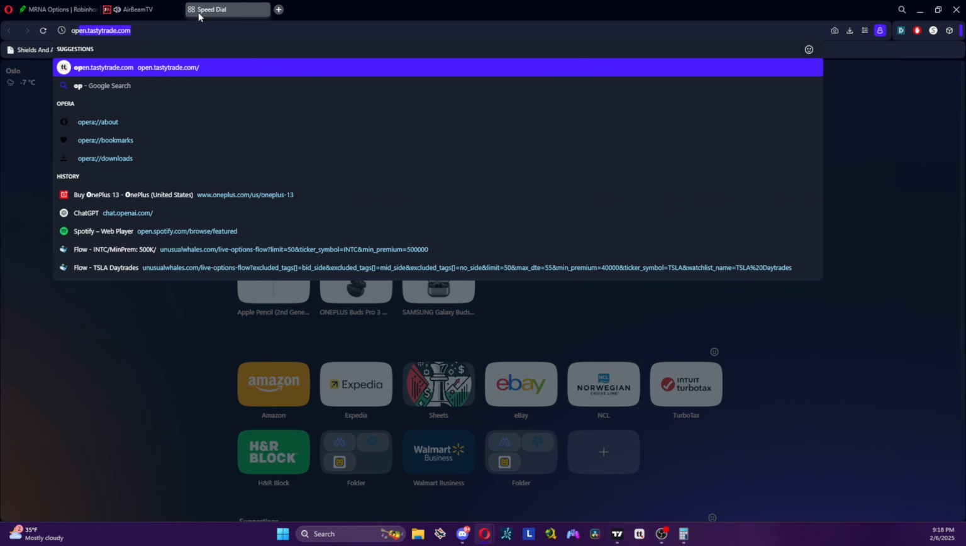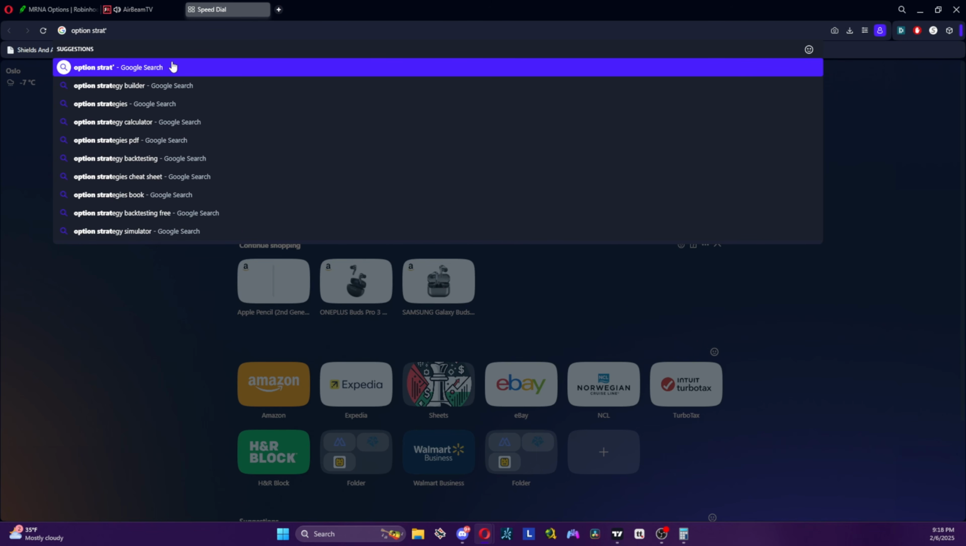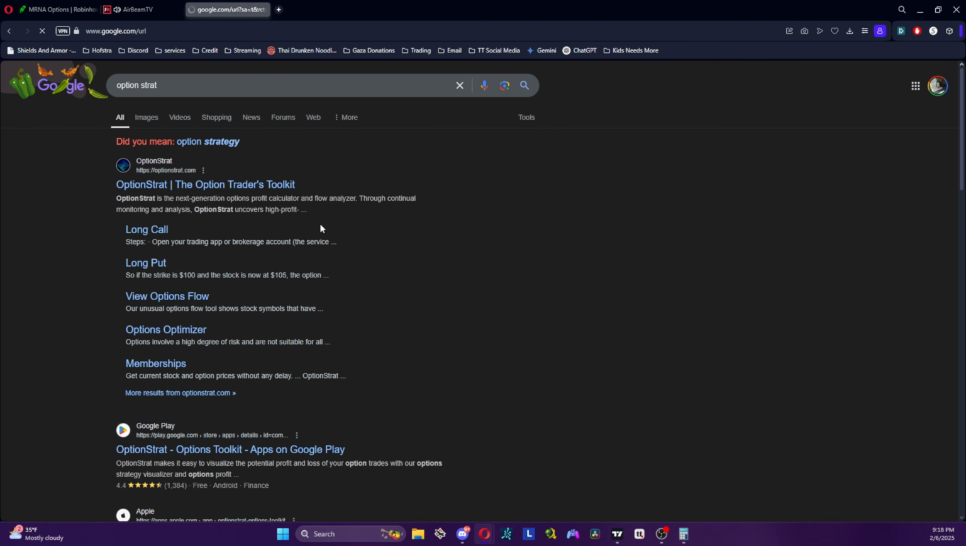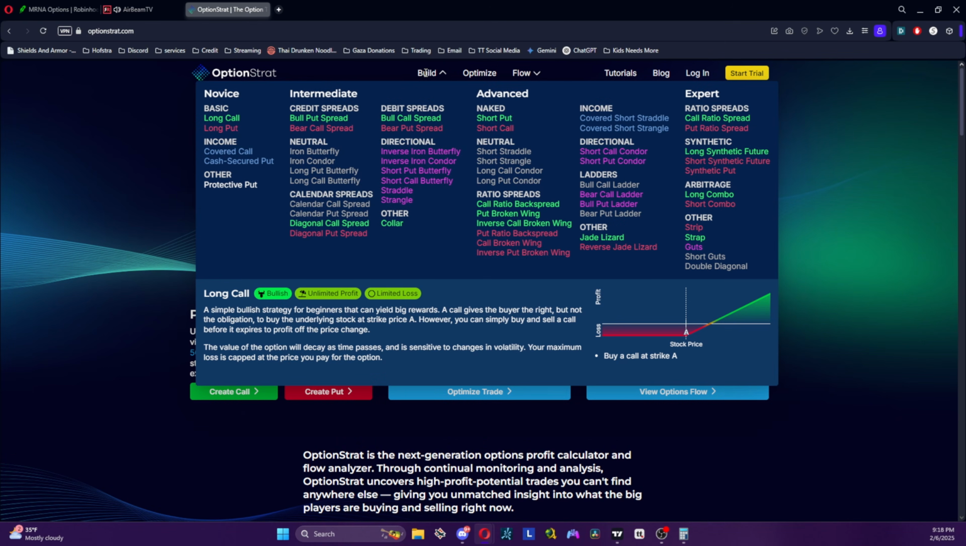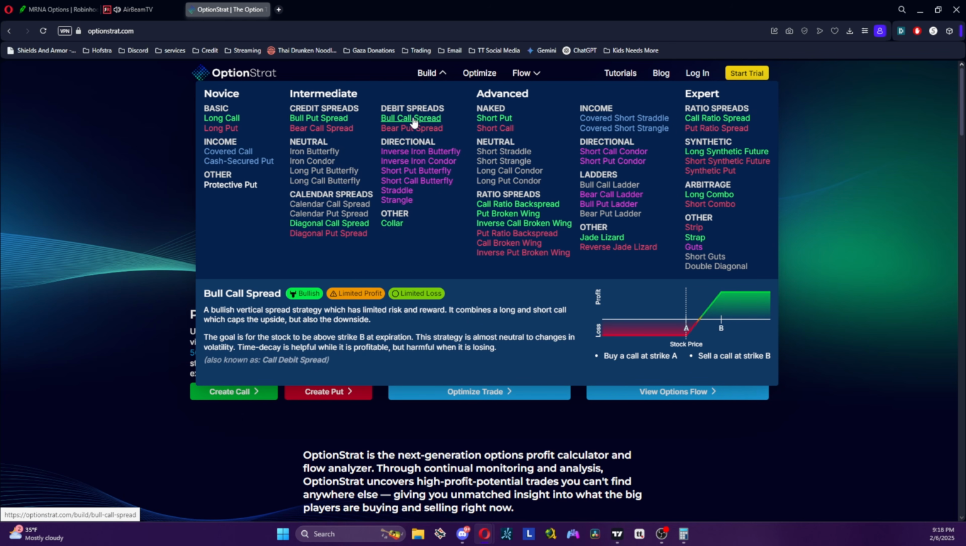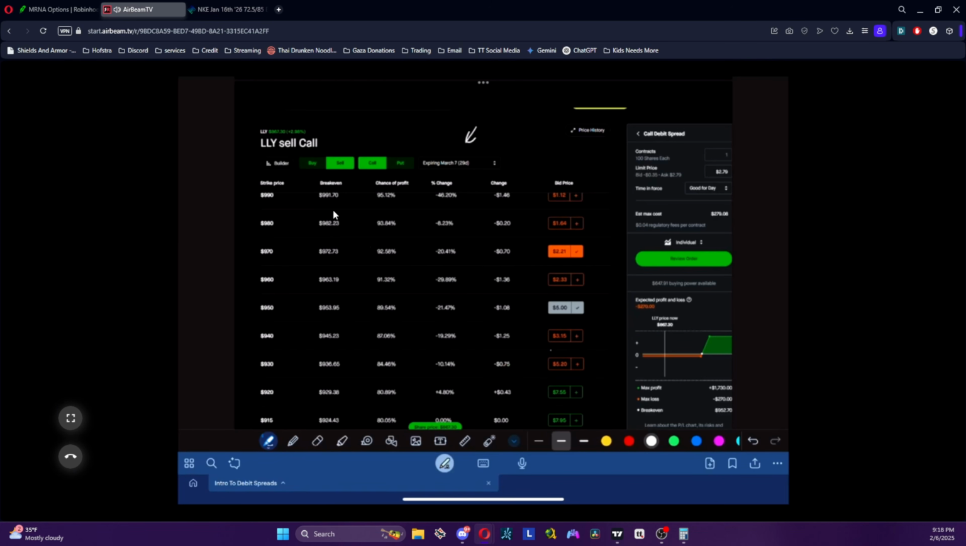So we're going to go onto a website called OptionStrat. I think it has a more visually appealing option calculator. The website is called optionstrat.com. We're going to go to build. We're going to go to debit spreads. We're going to go to bull call spread because if you remember, we were looking at a bull call spread for the Eli Lilly example, right?